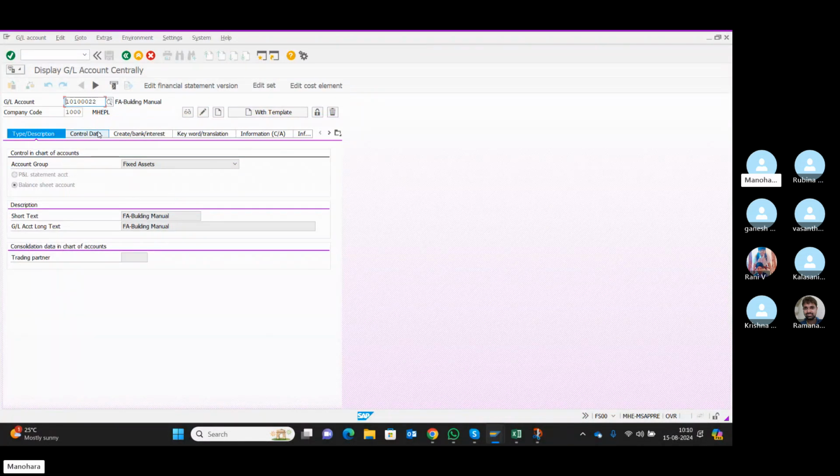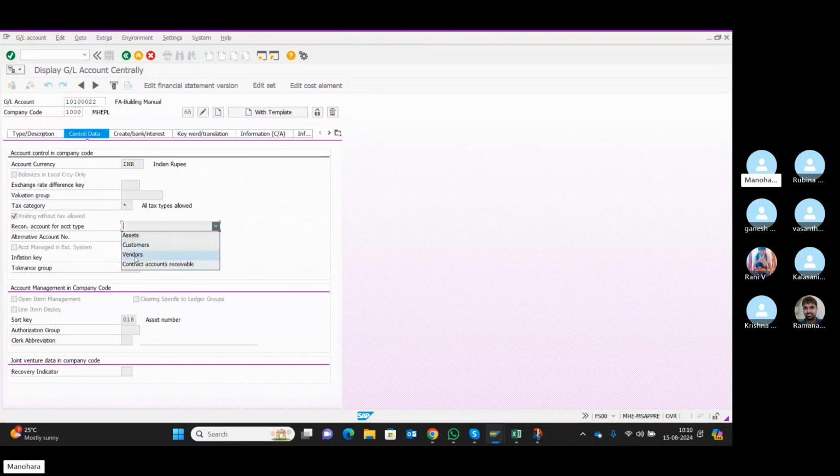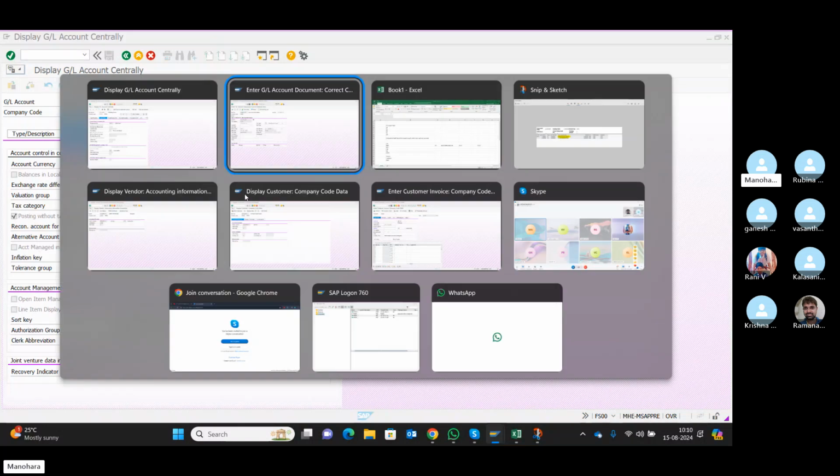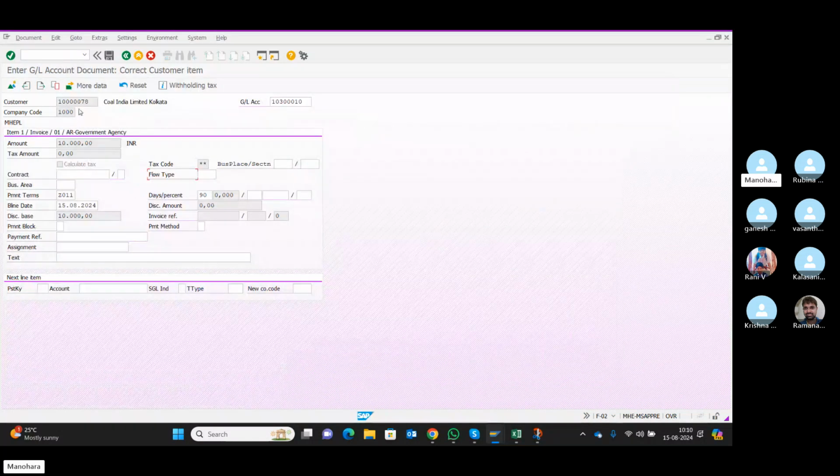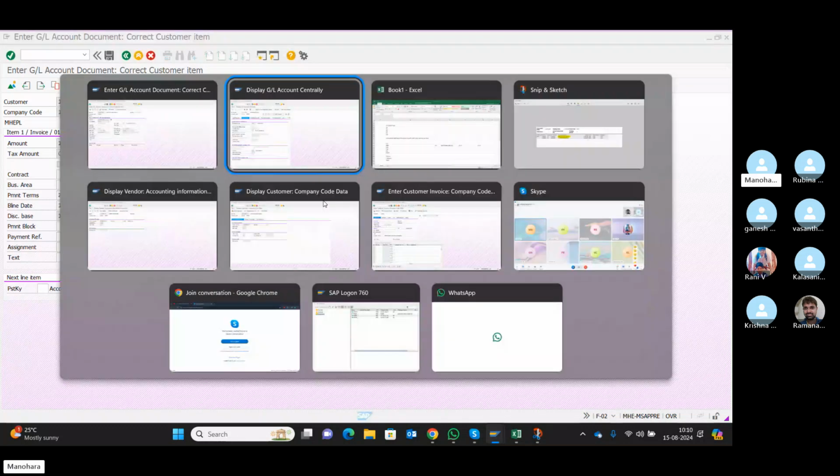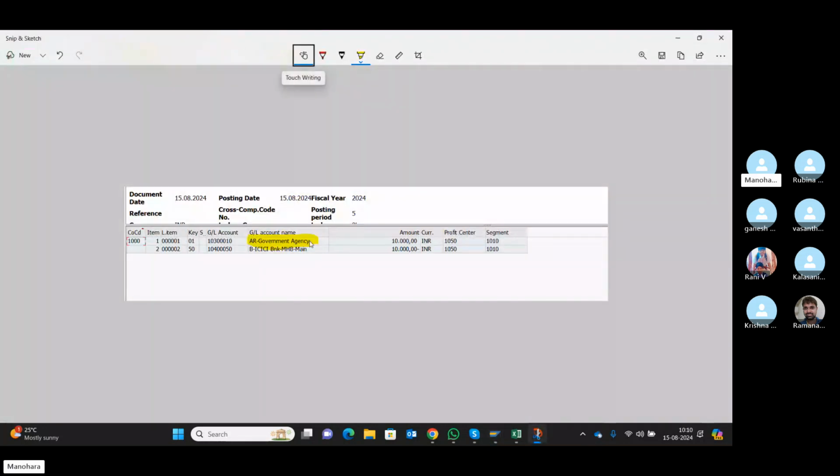Is there any fixed asset that can be given a reconciliation here? No, I didn't give a recon account, because this is the main ledger. For main ledgers, I am not giving the reconciliation. Only for customers and vendors am I giving the reconciliation. Vendors can be given the reconciliation, right? So that reconciliation is picked here. I have given the agency reconciliation, so this reconciliation is picked here.